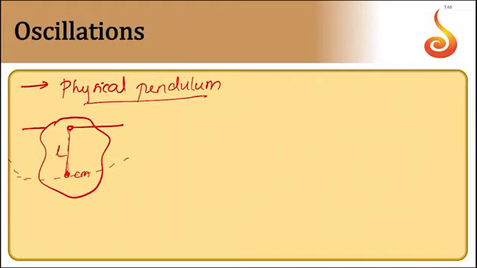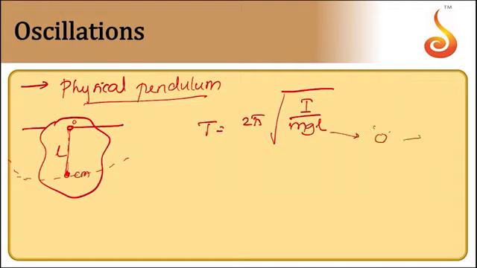Then the time period of such a physical pendulum is given by 2 pi root I divided by mgL, where L is the distance between the point of suspension and the center of mass. And of course, m is the mass of the object and I is the moment of inertia about the axis about which the oscillations take place. So you can find out what the moment of inertia about the axis is, and you can simplify for the period of a physical pendulum.